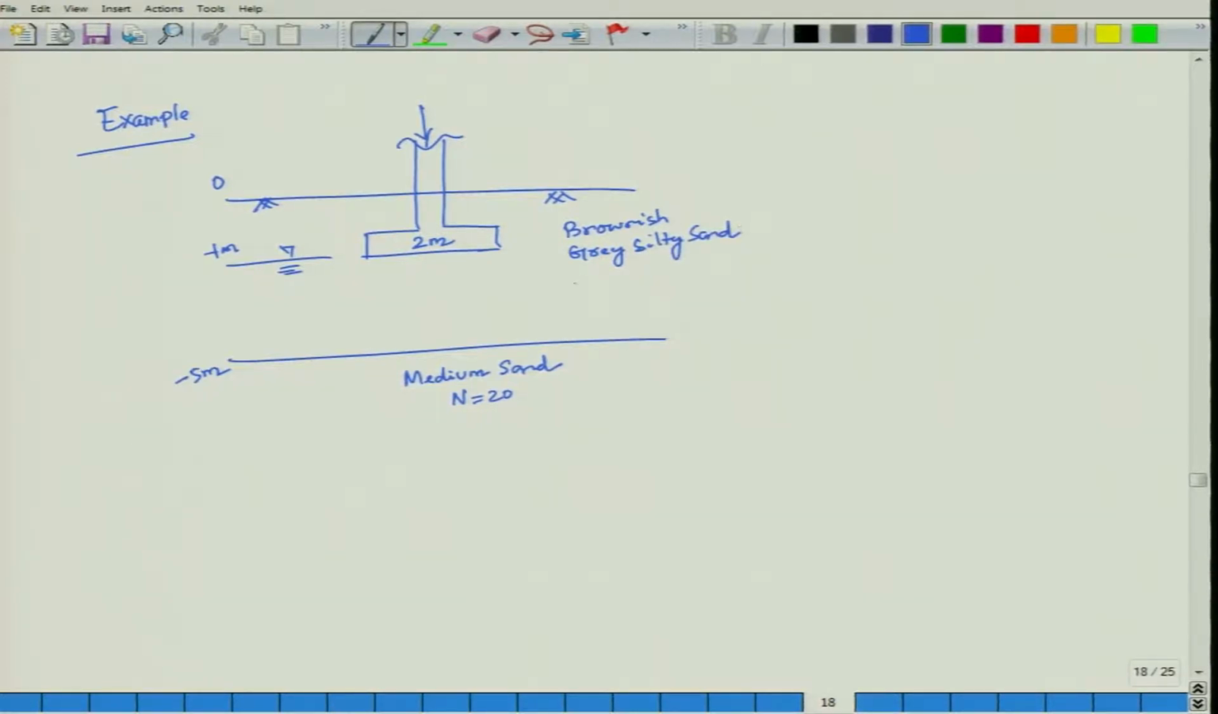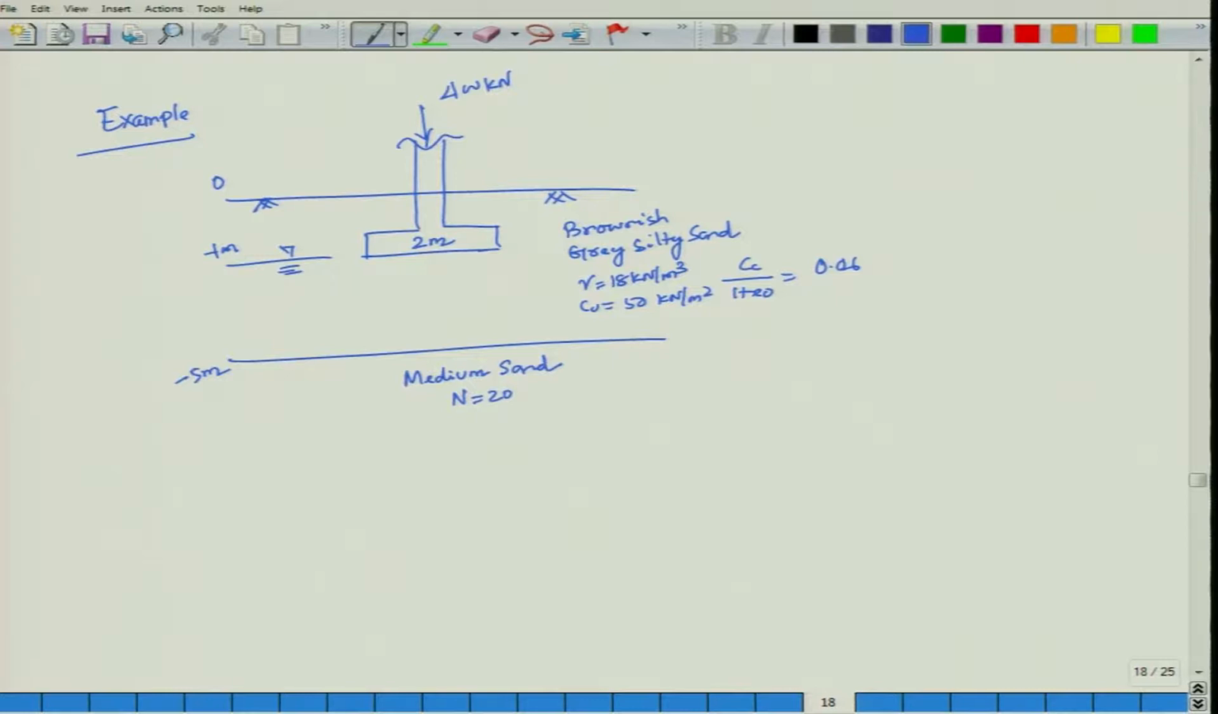Silty sand, gamma is equal to 18 kN/m³, undrained cohesion is 50 kN/m². From laboratory test, Cc by 1 plus e0 is 0.06. Find out the settlement. Total load coming onto the footing is 400 kN. This is your example.